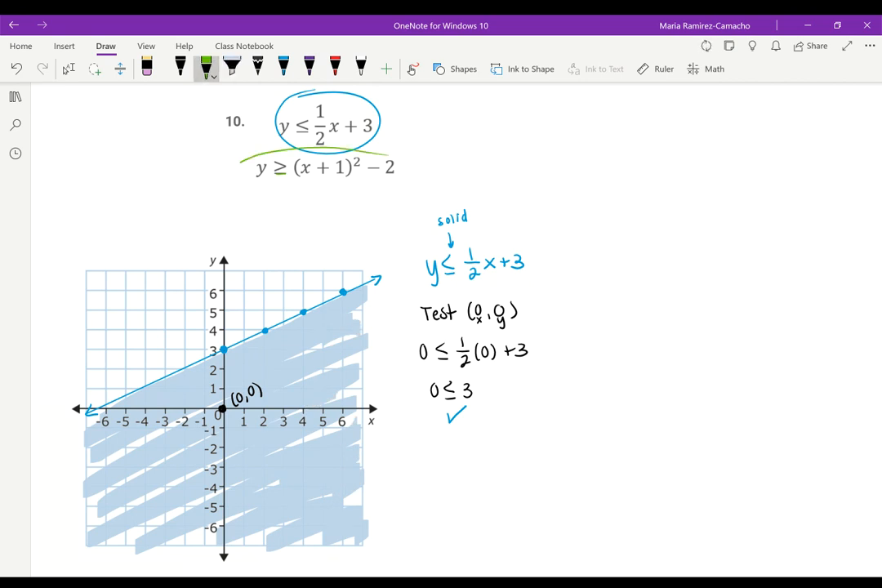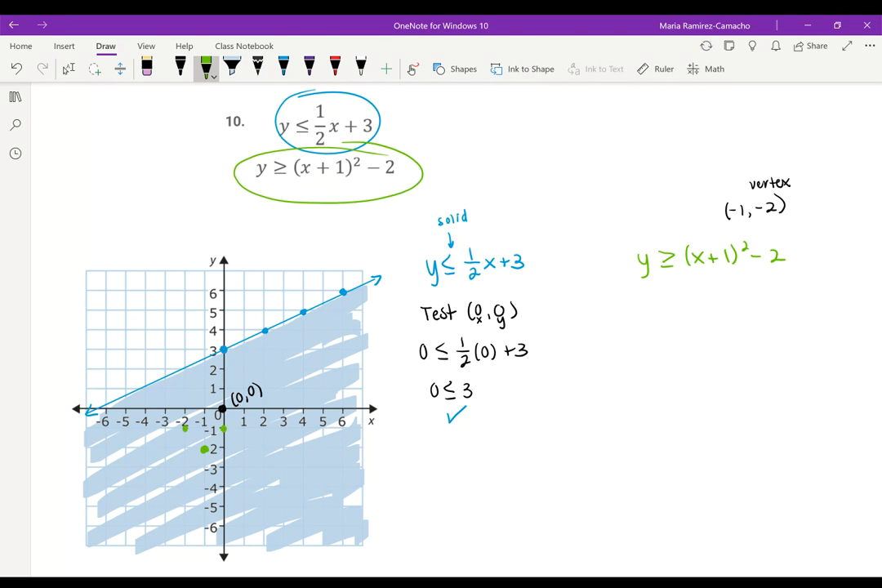Okay, now let's graph this other inequality. Y is greater than or equal to x plus 1 squared minus 2. Its boundary is going to be the equation y equals x plus 1 squared minus 2. This is going to be a parabola. This is in graphing form, so it's going to be kind of easy for us to graph. Because it's in graphing form, I know that my vertex is going to be -1, -2, which is right here. And then if you plug in 0 for x, you're going to get a y-intercept at -1.